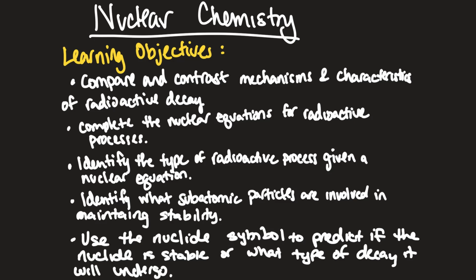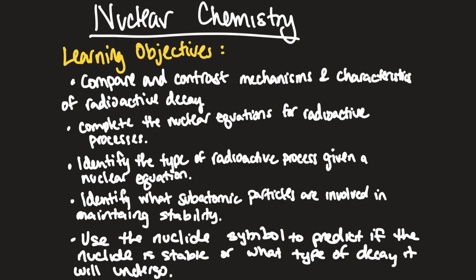Okay, guys, so in this video, we're going to talk about nuclear chemistry, at least some of the introductions to nuclear chemistry. So the learning objectives of this video: number one, we're going to compare and contrast mechanisms and characteristics of radioactive decay. We're going to look at the different types. There are 5 different types we're really going to discuss: alpha, beta, gamma decays, positron emissions, and electron capture, okay?